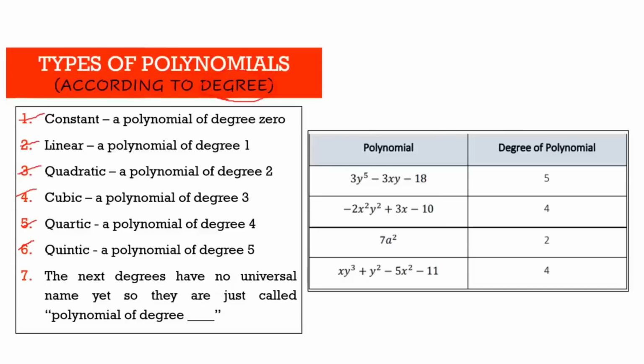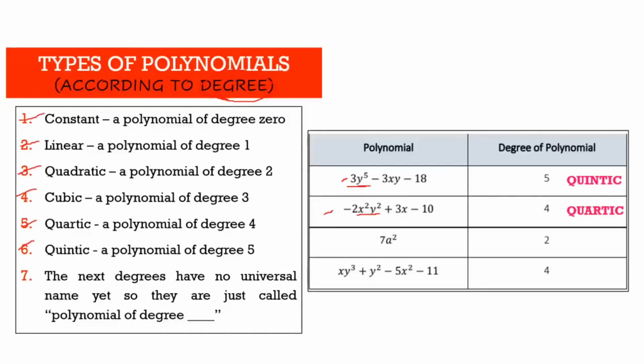Here are some examples of polynomials with its degree. For the first polynomial, we have 3y to the fifth power minus 3xy minus 18. The degree of our first term is 5. It means that we classify that as a quintic polynomial. For example number 2, we have negative 2x squared y squared plus 3x minus 10. For our first term, we have the literal coefficient 2x squared y squared. We have to add its exponents 2 and 2. The sum is 4. That's why this is a quartic polynomial.